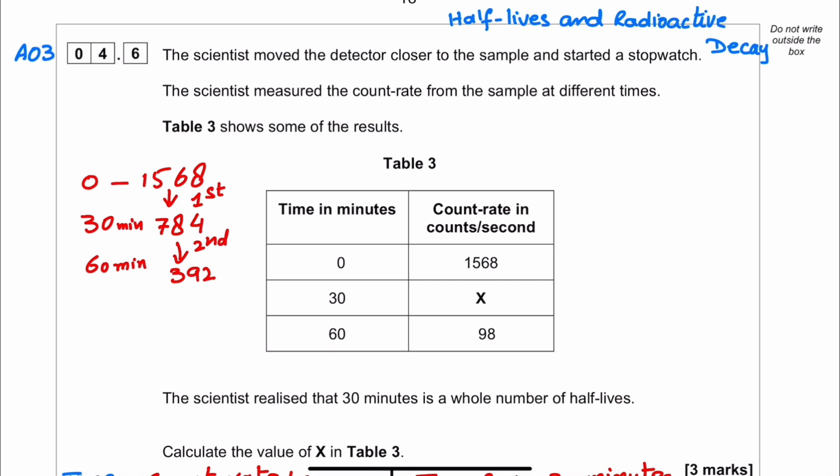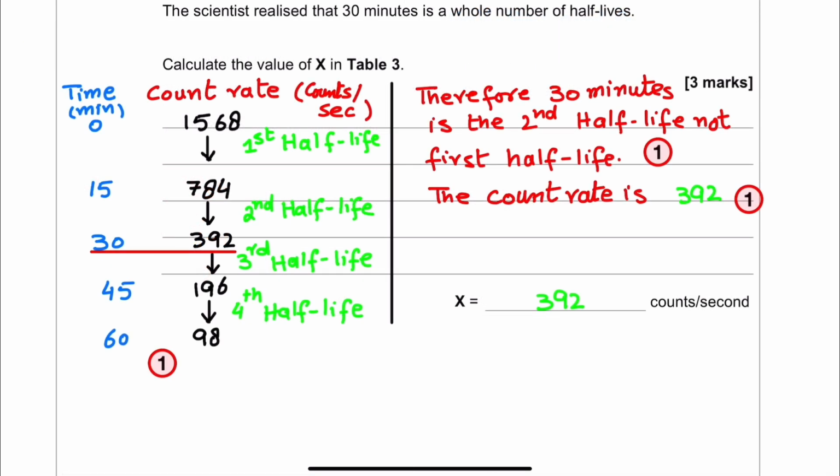The students usually make a mistake. They consider 30 minutes as the first half-life. Let's see the model answer, which can help us understand what the value of x is at the time of 30 minutes. In our model answer, the time is given in minutes and the count rate is given as counts per second. We will keep dividing our count rate until we get the value 98. We will use the concept of the half-life.